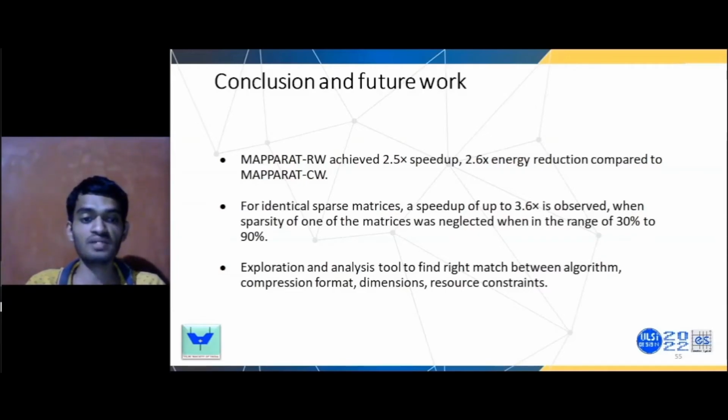So all of the parameters such as algorithm, sparsity, compression format, dimensions, and resource constraints impact the performance. Hence, the future work involves an exploration and analysis tool in order to find the right match between the algorithm, compression format, dimension, and resource constraints.